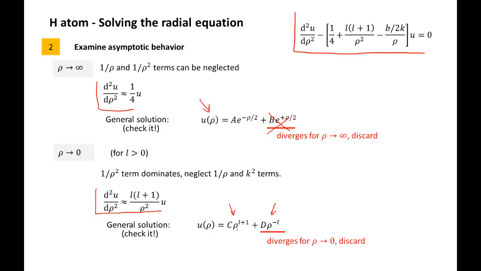The first term clearly behaves well if rho gets really small, because it gets small as well. The second term, however, has a negative l as an exponent, and so if rho gets really small, this number becomes really large and prevents normalization of the function. So, although mathematically sensible, it is physically not meaningful. Let's drop it.